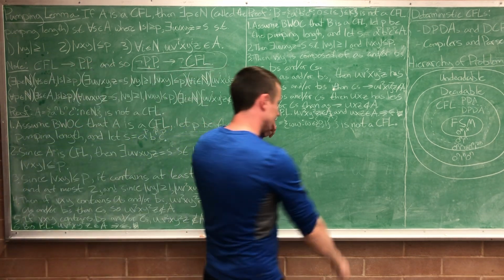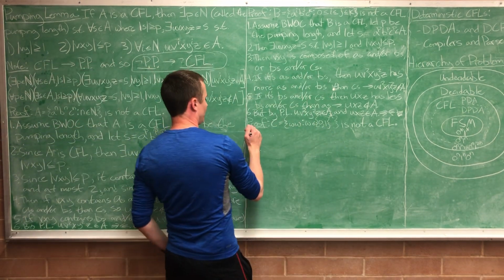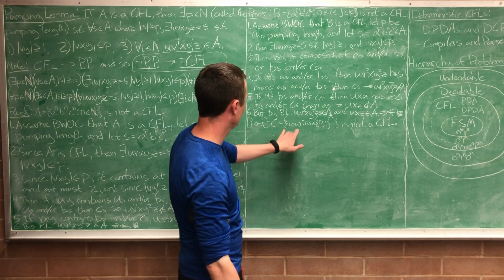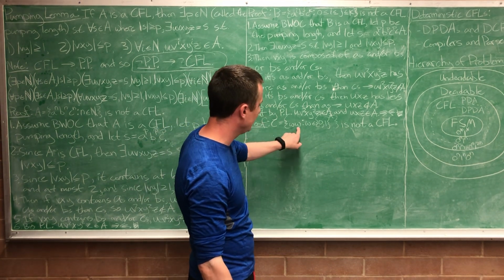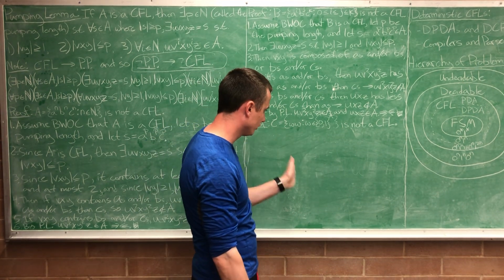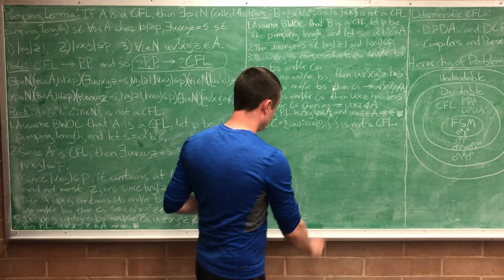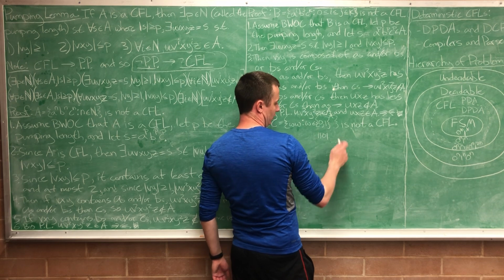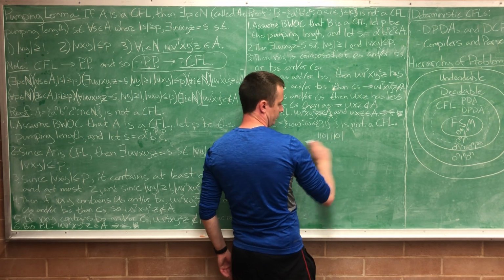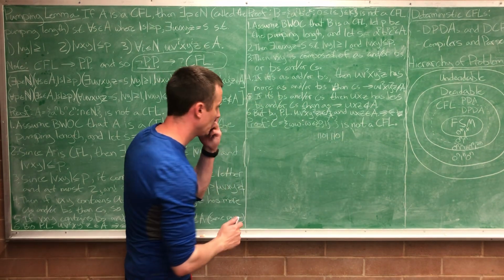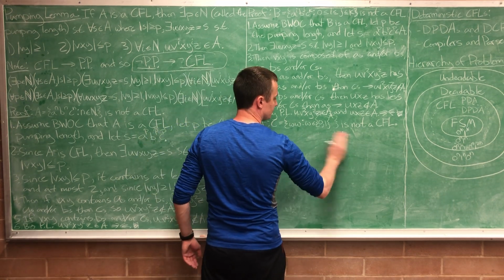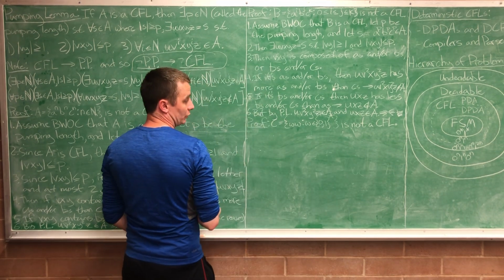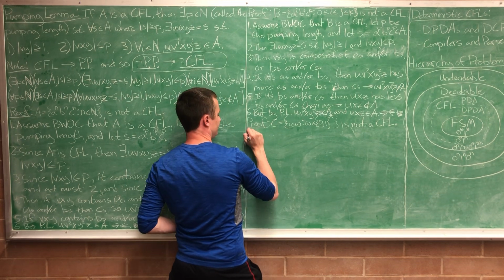Okay, let's try another one. Language C, same process. So this is the strings of some string followed by the same string again, where the strings are zeros and ones. So, for example, this would be 1, 1, 0, 1, followed by 1, 1, 0, 1. So that altogether is an example of a string there. Okay, so we're trying to prove that this is not a context-free language.